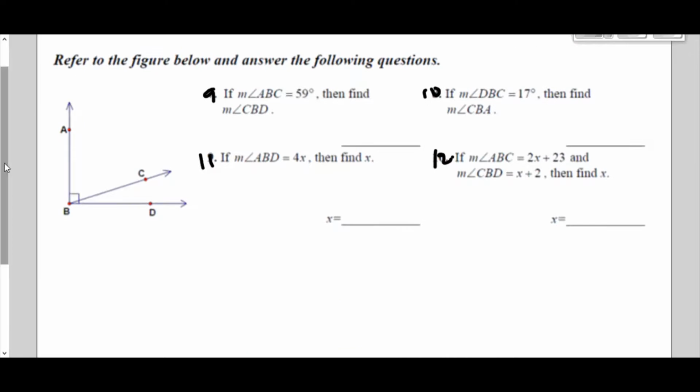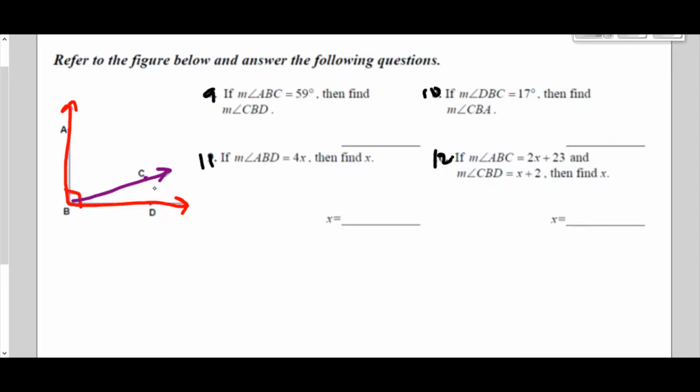For the next 4, we're going to refer to this diagram right here. So we have this large angle, angle ABD, is a right angle, and it's split by this ray. So it splits it into 2 angles. So we know that the whole angle measures 90.